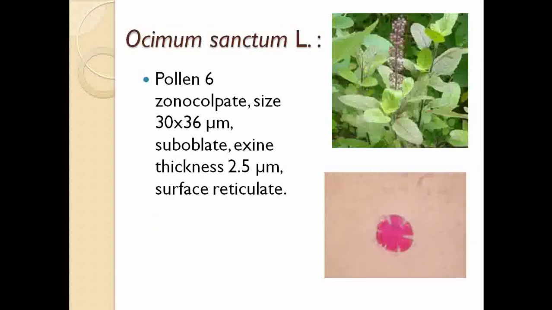Then the next one, Ocimum sanctum. See here, if you observe the pollen grain, it is somewhat spheroidal, subulate. It shows the presence of 6 apertures. That's why it shows a 6 zonocolpate structure. The size of the pollen grain is 30 into 36 micrometer, while the exine thickness present here, see that the exine is reticulate, and the size of that exine is generally 2.5 micrometer.